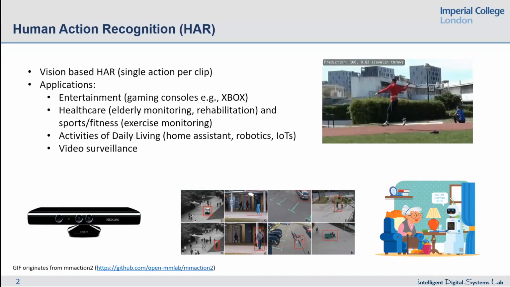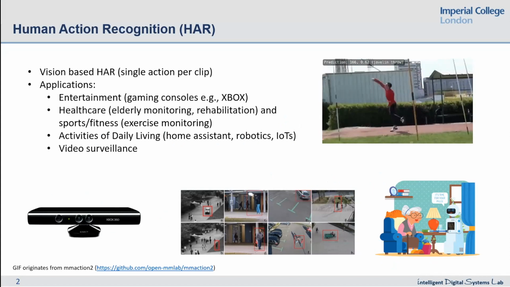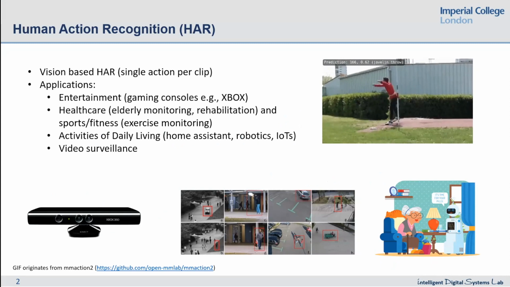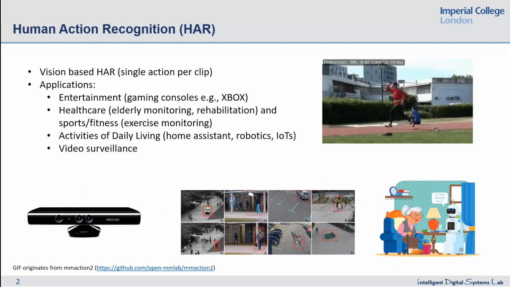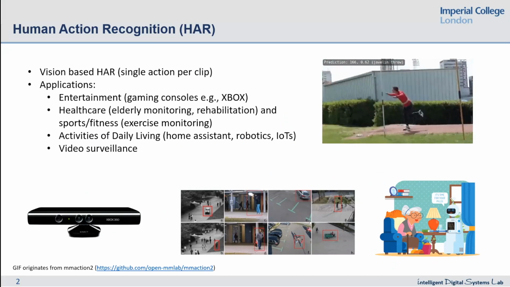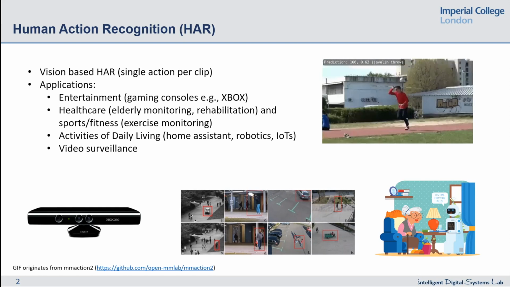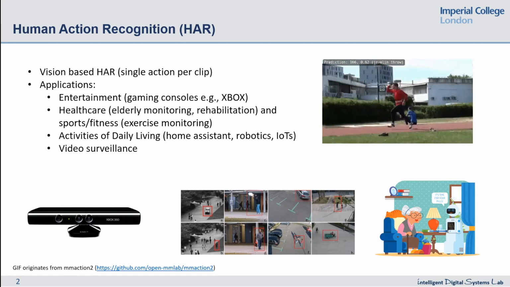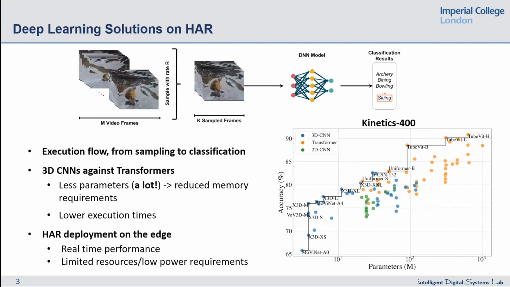Human action recognition is the task of identifying or classifying human actions given an input video clip of a fixed duration, assuming a single action is being performed per clip. It finds use in many applications like entertainment, healthcare, activities of daily living, and video surveillance. But how is human action recognition used in practice? Given an input video clip of m frames in total, we need to sample k frames out of it based on a sampling rate R. This will provide the input volume that the DNN expects to perform the classification task.